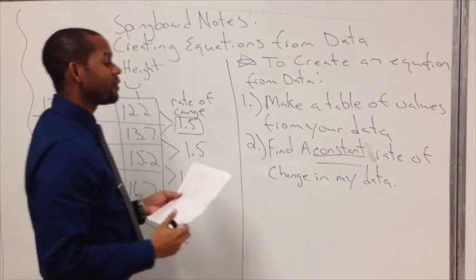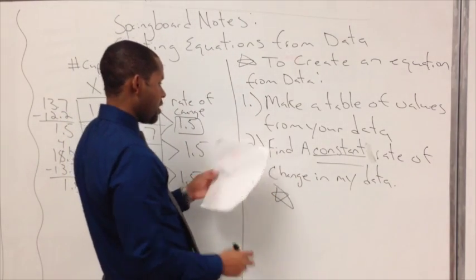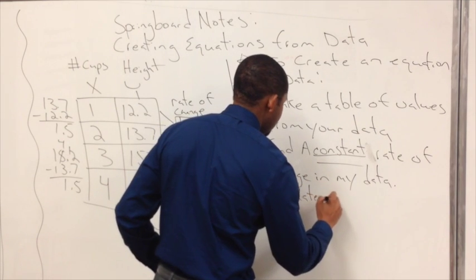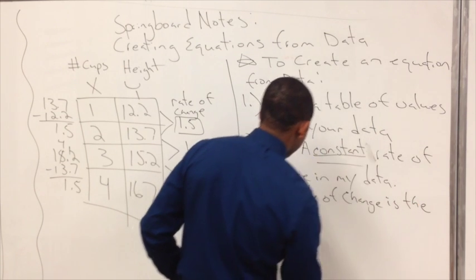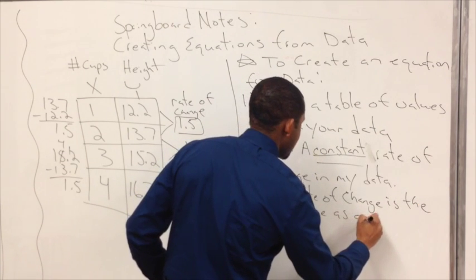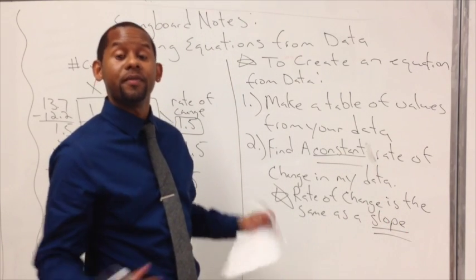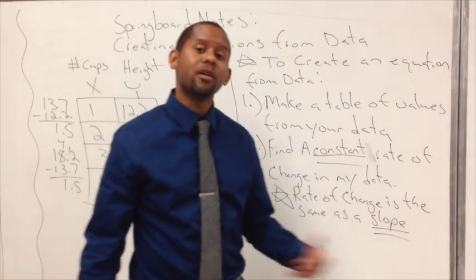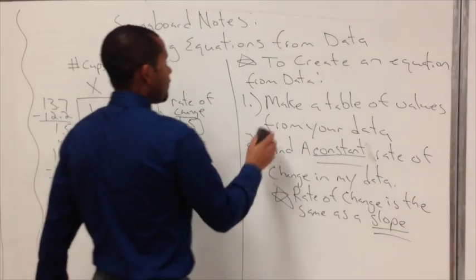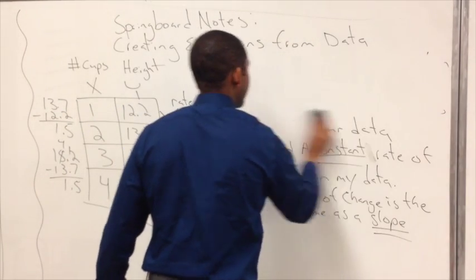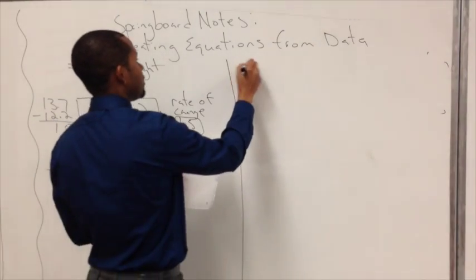So find any constant rate of change in your data. We've done that. Now there's a star. Remember, your rate of change is the same as a slope. Okay? Rate of change is slope. They're one and the same. So keep that in mind. When they're talking about rate of change and you're thinking slope, it all means the same, okay? So I've found my constant rate of change. I'm feeling pretty good about this. So then I'm saying, okay, well, what do I do next?